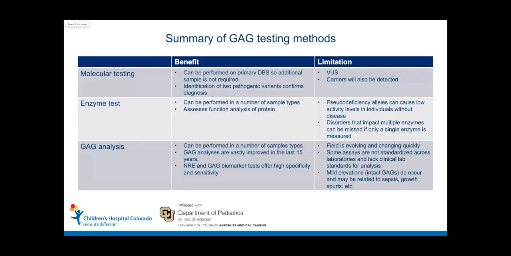So let's talk about a couple of summaries. GAG testing methods, molecular testing, it's pretty straightforward, but you're going to identify some VUS. You're also going to identify those pseudodeficiencies. Enzyme analysis is a really good functional test, though it may require a different sample type. And we've realized that we have these pseudodeficiency alleles that drive the activity down.